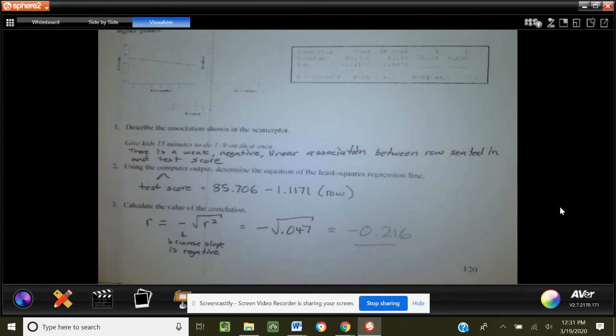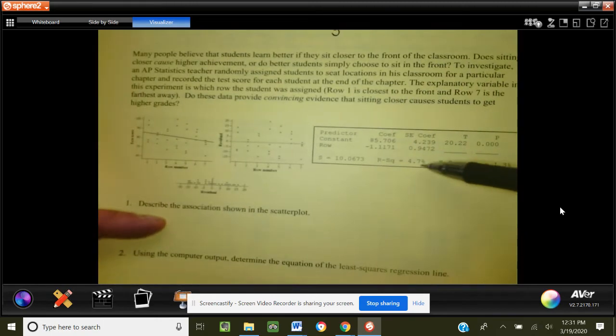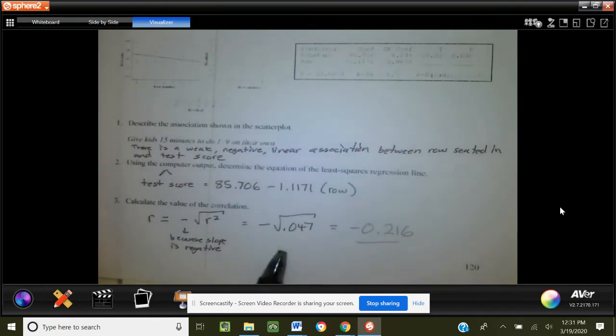Remember when you do that, to take the r squared value, which is 4.7% here, and convert it to a number before you take the square root. When we interpret r squared, we use the percentage, but when we calculate correlation, we have to convert it back to a number first. So notice that I did the square root of 0.047 to get that.